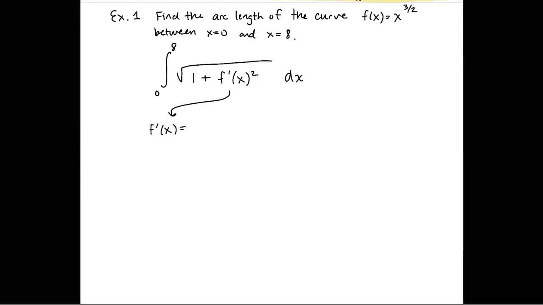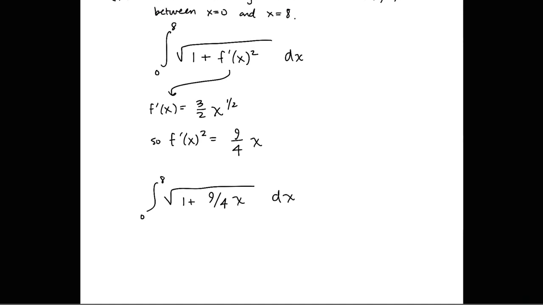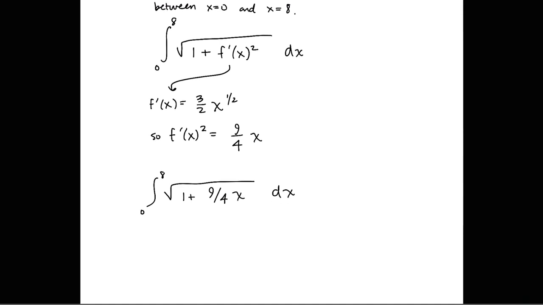So the derivative would be 3 halves, x, reduce the power by 1, so it would be x to the 1 half. So f prime of x squared would then be 9 over 4 x. Okay, now I'm hoping against hope this formula doesn't produce a lot of hard to compute integrals. I'm hoping that this one's not so bad. It looks like it isn't.